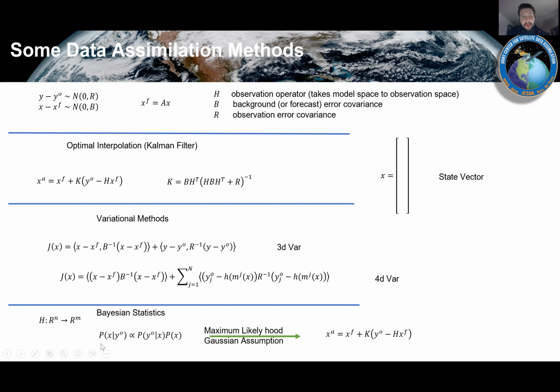Just a fun fact, you can also just do Bayesian statistics. What's the probability of my system state X given my observations? But if you make a Gaussian assumption that this distribution is Gaussian and you do a maximum likelihood analysis, you actually just end up with optimal interpolation. And the same is true, the solution to 3D var here, under those assumptions, you also get just the Kalman filter as your best answer for X. So they all correspond to each other nicely when things are Gaussian, which they usually aren't. Okay. So that's just a quick overview.